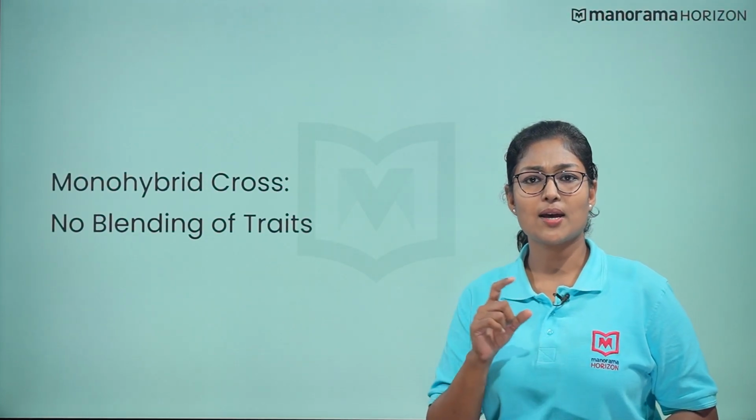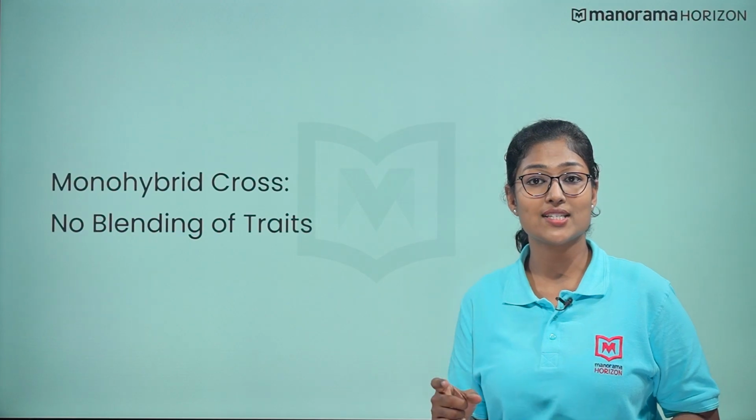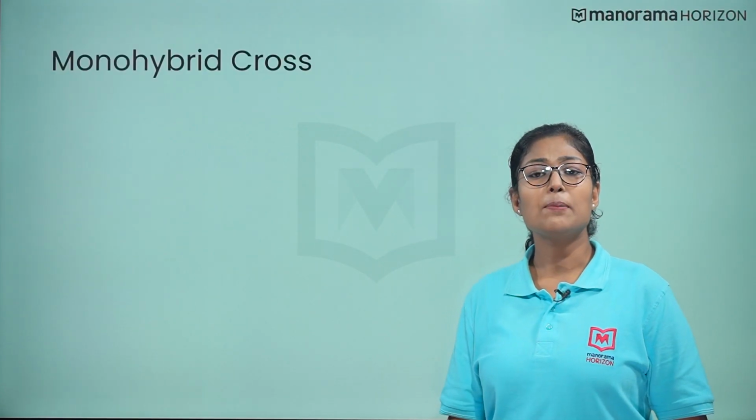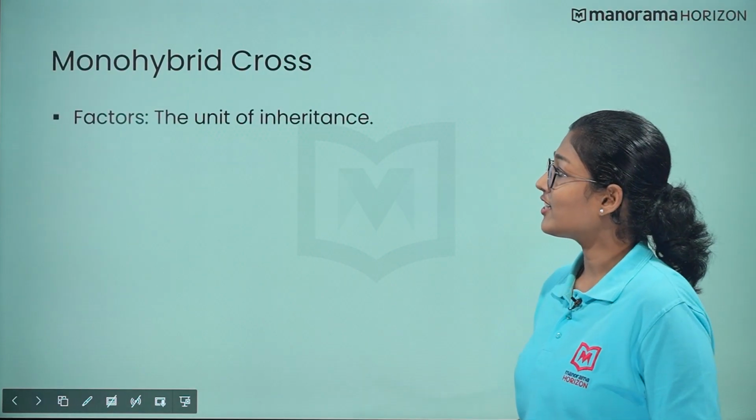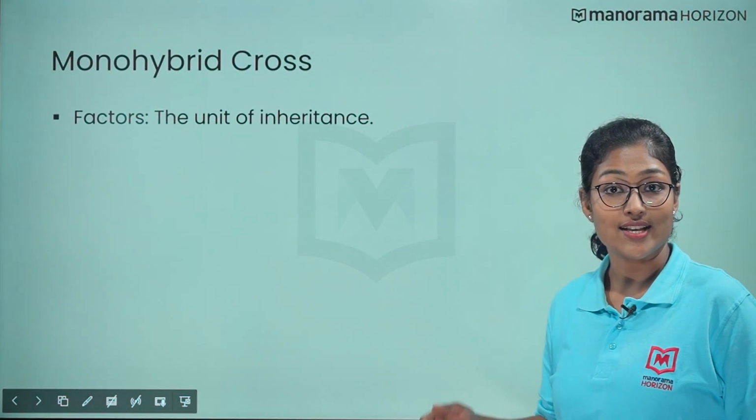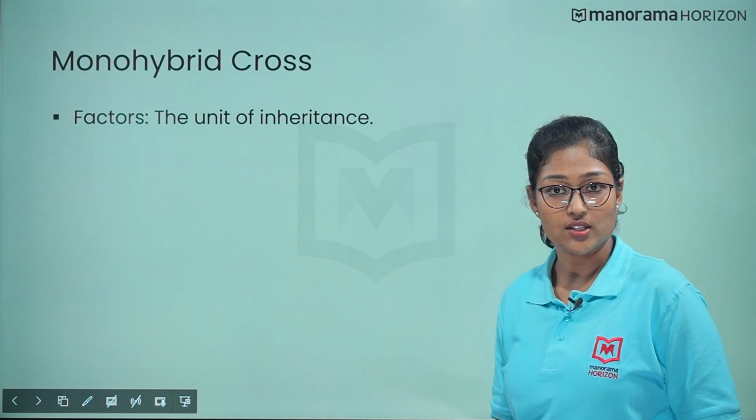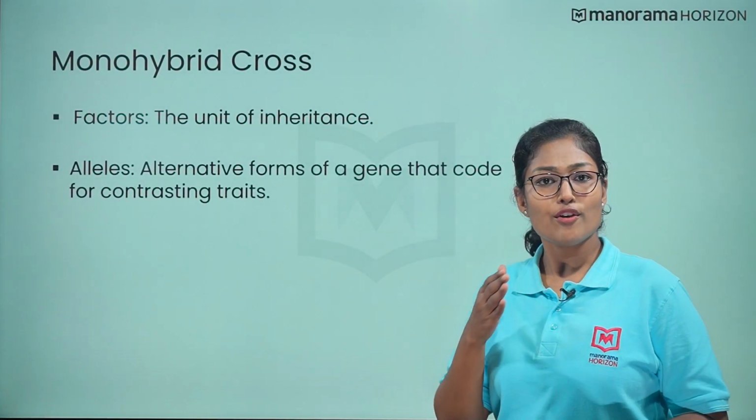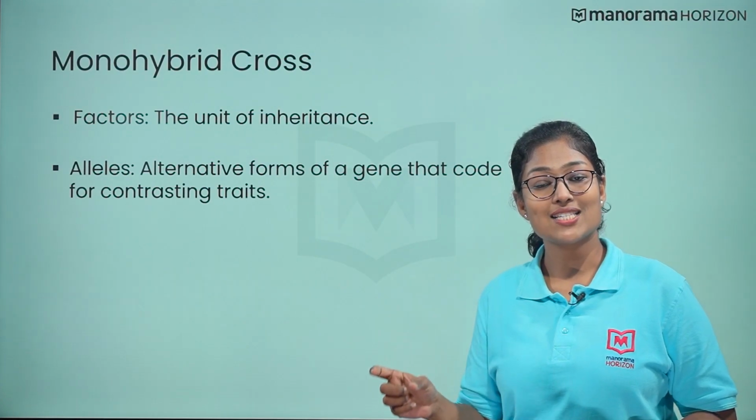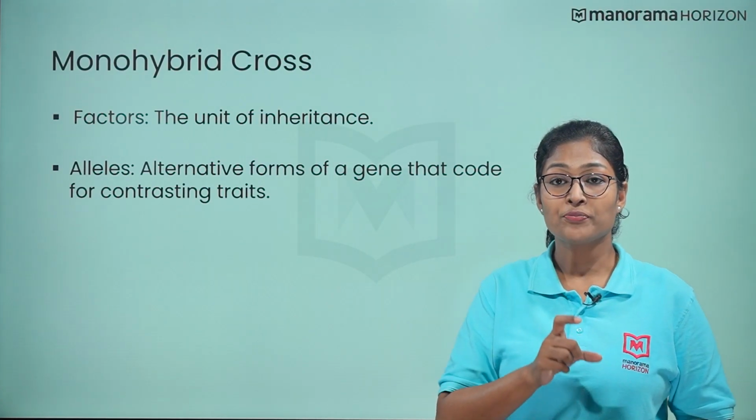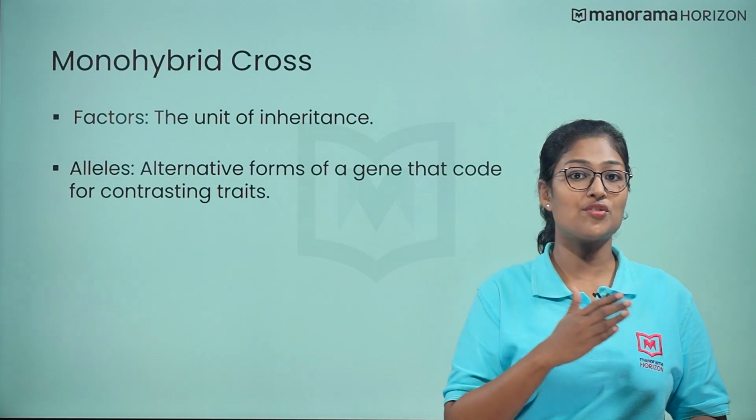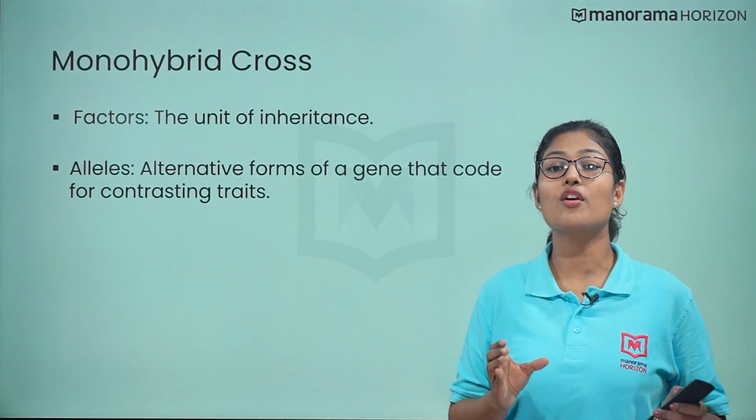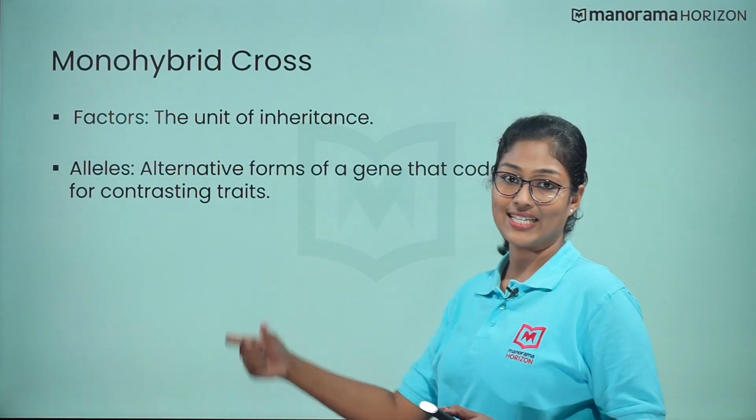Here you might ask about the inference drawn by Mendel based on the above mentioned observations. Mendel proposed that factors are the unit of inheritance that govern the genetic traits. Here, factors are known as genes now. So, a factor or a gene might exist in an alternative form that calls for contrasting traits. These different forms of the same gene or a factor are called alleles.